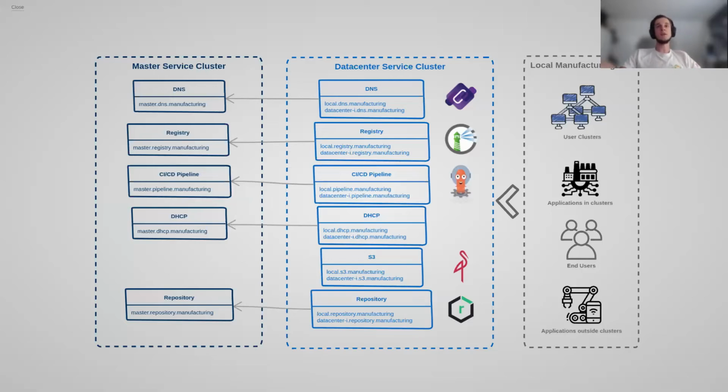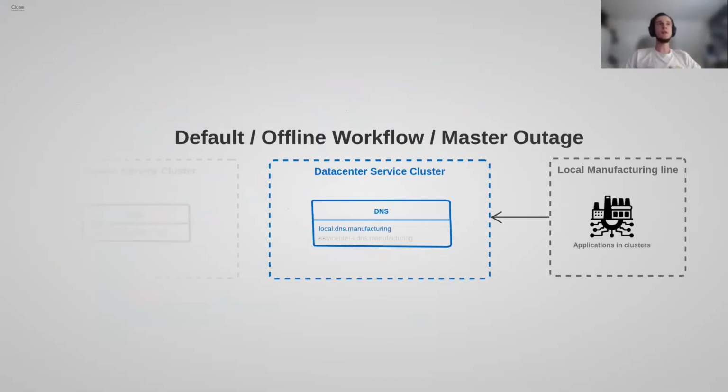And when we come now to our default setup case, we see that the workflow is already an offline or outage workflow. So by default, we say we don't want to rely on the master service. So the local manufacturing line says, hey, I need a DNS entry, and then it's calling local.dns.manufacturing. It's not going to the master, which is good in several points. First, it goes to the nearest local always. Second, we save time, and it's easy to configure.